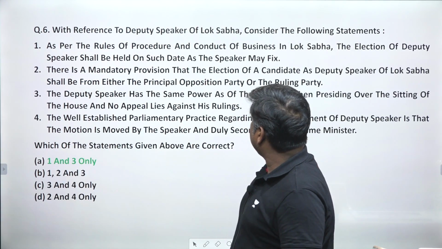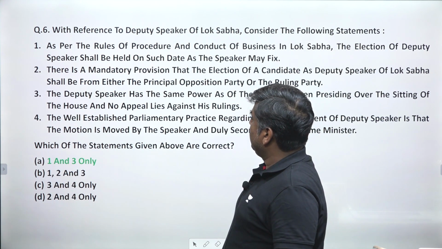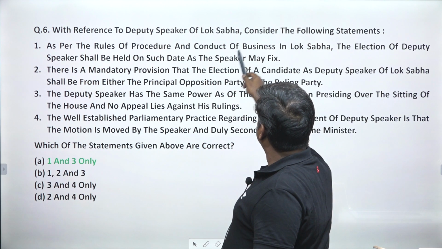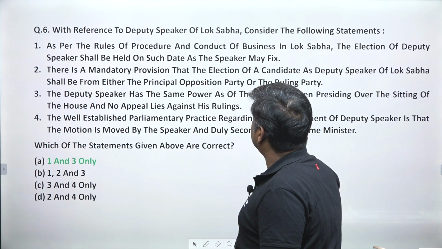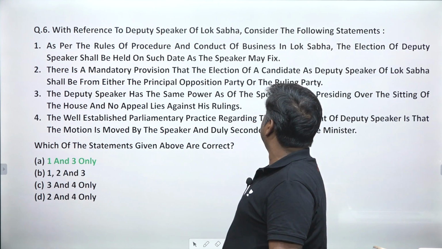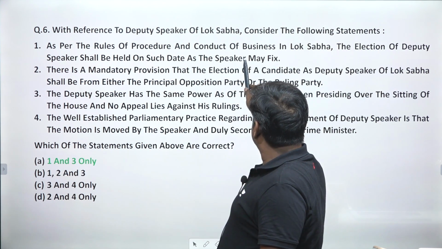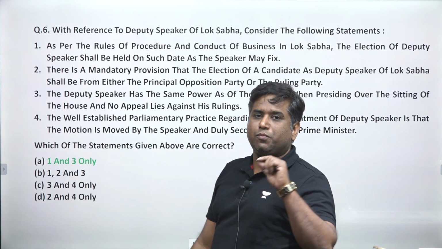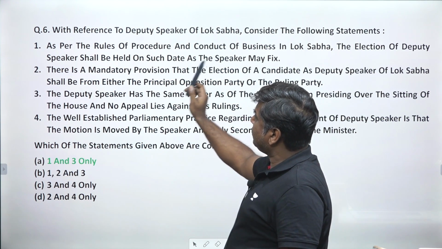Now, Deputy Speaker of Lok Sabha, consider the following statements. As per the rules of procedure and conduct of business in Lok Sabha, the election of Deputy Speaker shall be held on such a date as the Speaker may fix. That is very much true. The date of election of Deputy Speaker is actually fixed by the Speaker. So, statement 1 is correct.